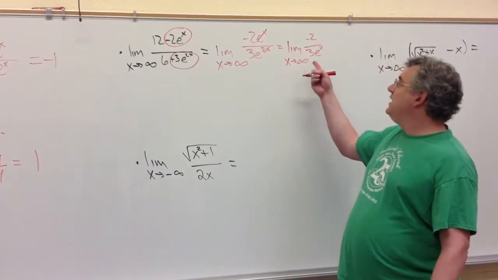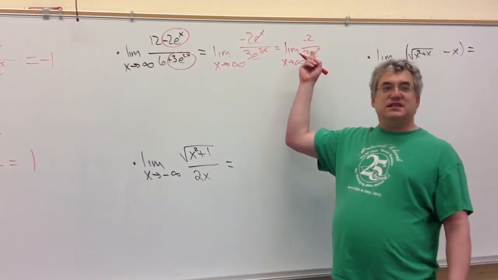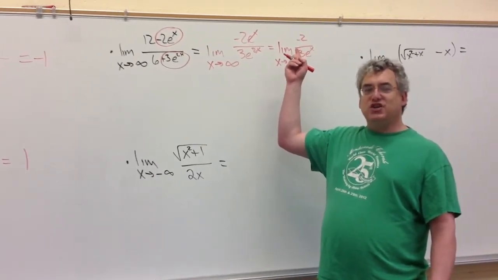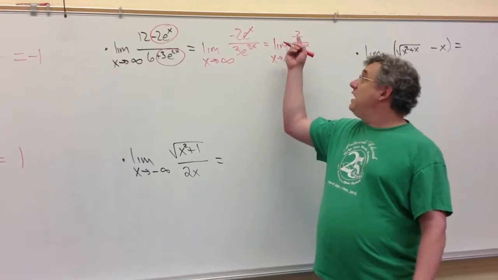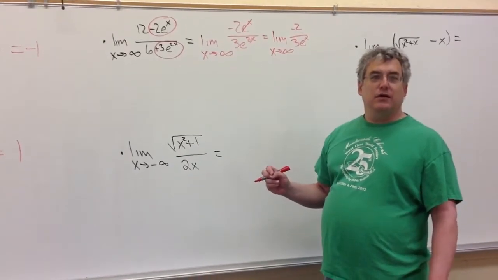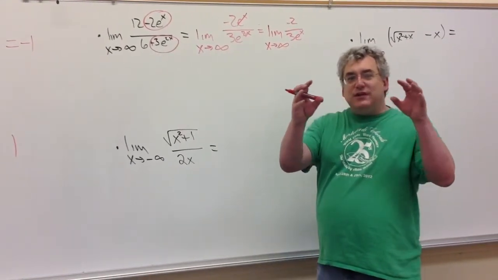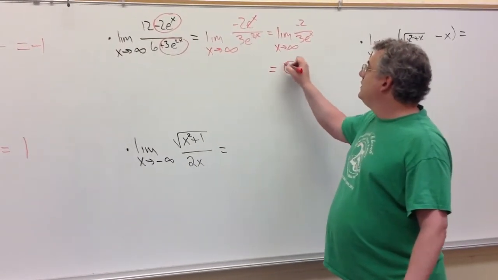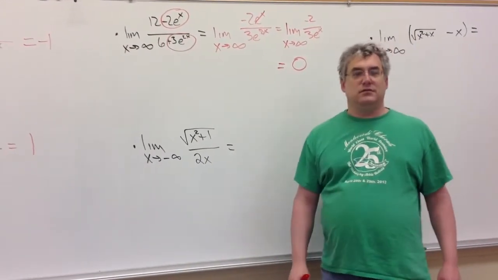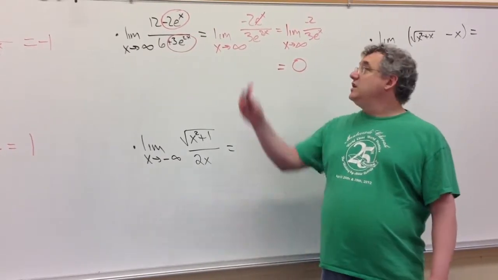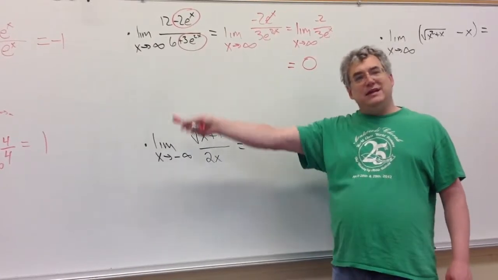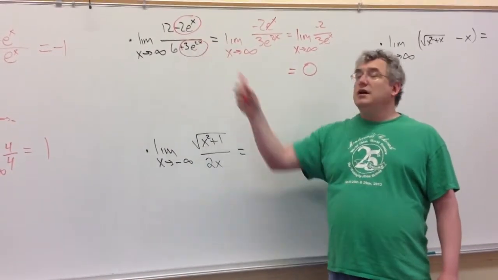If x is getting really big, what's happening to this? This leftover e to the x is getting really big. So the bottom of this fraction is getting huge. Top is not. Top's not getting any bigger. When the bottom of the fraction gets really big, that means this whole thing is going to 0. So notice, when you have exponentials, if they're the same on the top and bottom, they can help cancel. If they're not the same, be very careful.